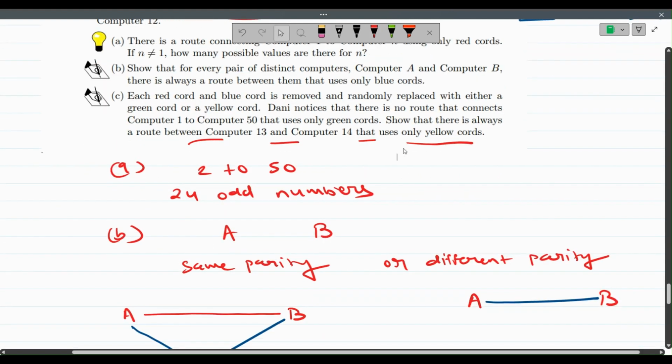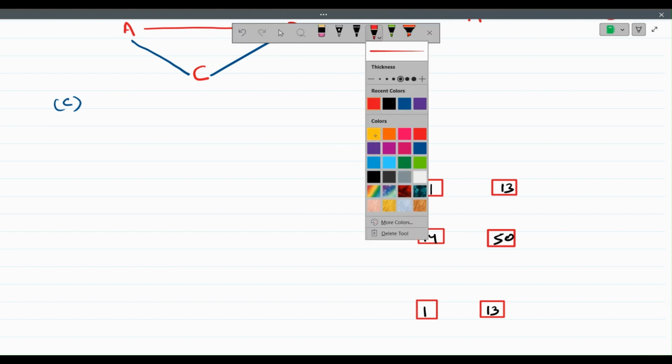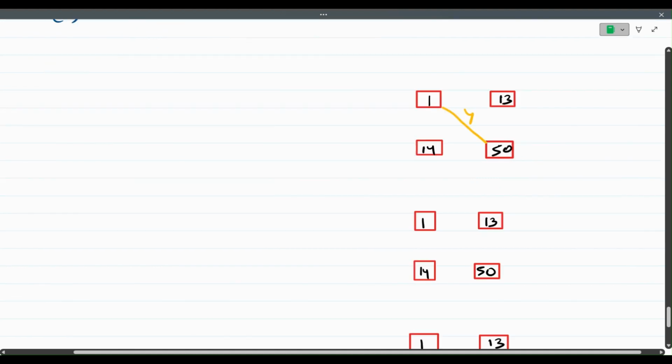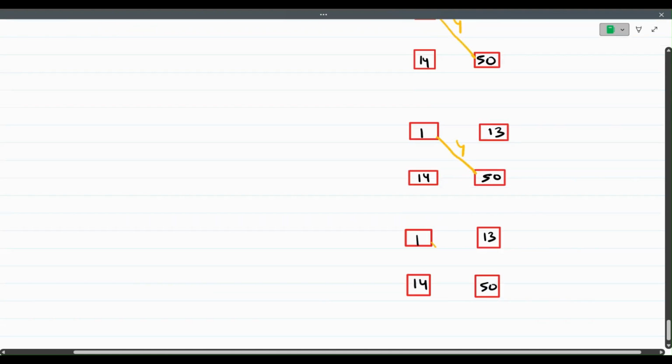Okay, so that we have to show. Now, between 1 and 50, there is no route that uses only green cord as per the question. So, the cord which is connecting directly 1 to 50 must be yellow, isn't it? That must be yellow in all the cases. So, the cord between 1 and 50 must be yellow in any case, right?